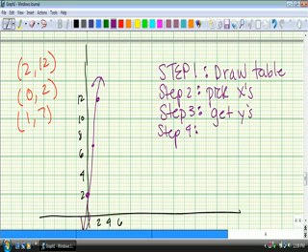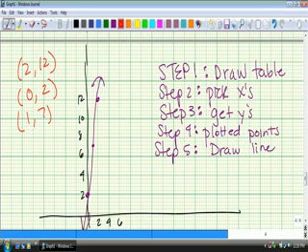Step 4, we plotted the points. After we got all our x and y values, we plotted the points. And step 5, do not forget step 5, draw a line. Because on the test, for my first and fourth block, they would draw the points but not draw the line. If the directions say draw the graph of this linear equation, I want you to draw the line. Put your 2 little arrows because it goes on forever and ever.